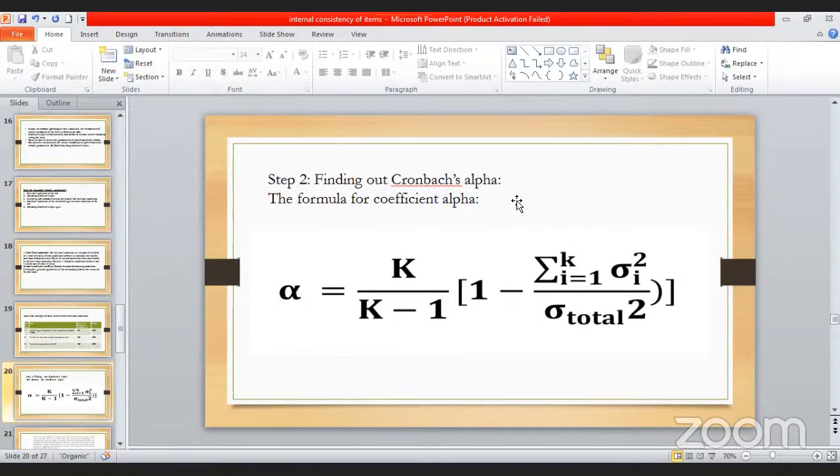You have to calculate the variance of each item, then sum this up, and the summation will be the summation sigma i square. And sigma total square is the total: you have to calculate the total score, then check the variance of this total score. This is the sigma total square. May I repeat again?